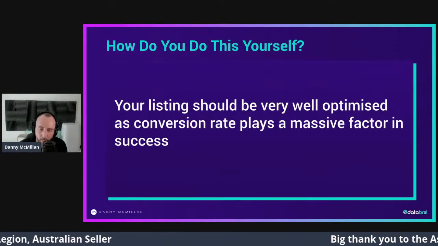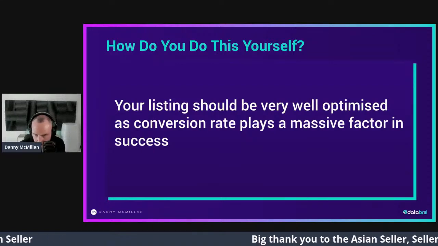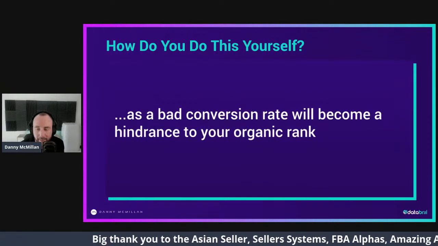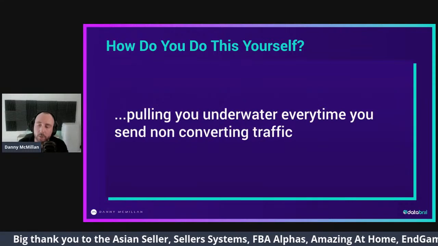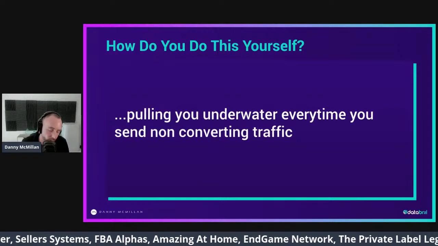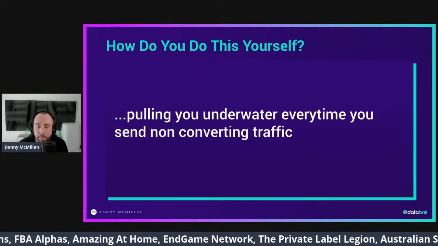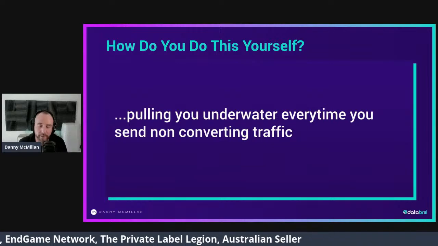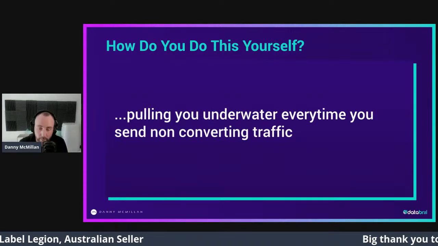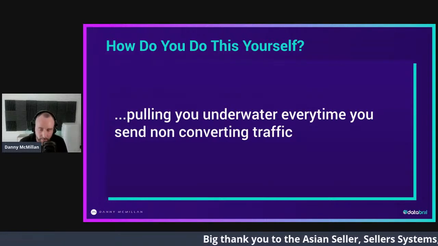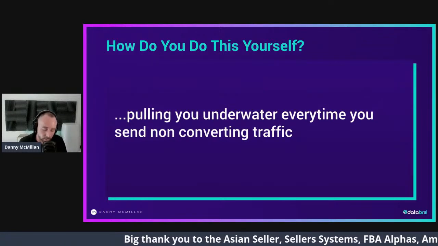The next part of this is that your listing should be very well optimized. Conversion rate plays a massive factor in success, as a bad conversion rate will become a hindrance to your organic rank, pulling you underwater every time you send non-converting traffic. Takes me back to the show last week. Negative and positive labels. A9 has negative and positive labels. It's just as important for Amazon's algorithm to understand what isn't working as what is working, because they don't want the search pages to look like a flea market, as I described in last week's show.